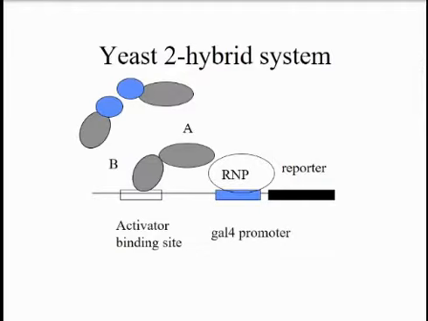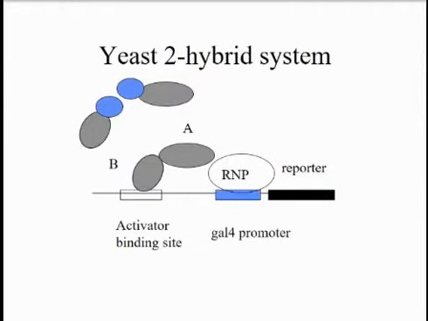So I've almost got to the end, but I want... How many of you have heard of the yeast two-hybrid system? Quite a lot of people, but not everybody. Okay. So the yeast two-hybrid system is a way of detecting protein-protein interactions inside the cell.